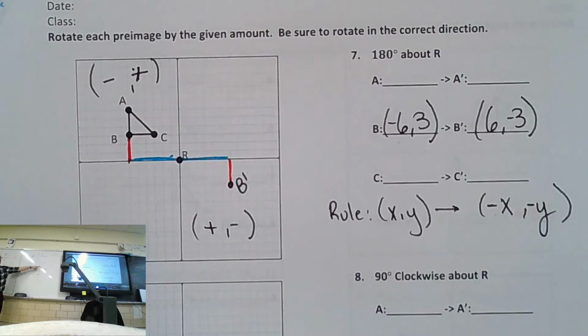Any dot I place in here is going to be a positive number, negative number, correct? Any dot I place up here, double positive, like 3, 4. Any dot I place down here would be double negative. Smell what I'm stepping in?